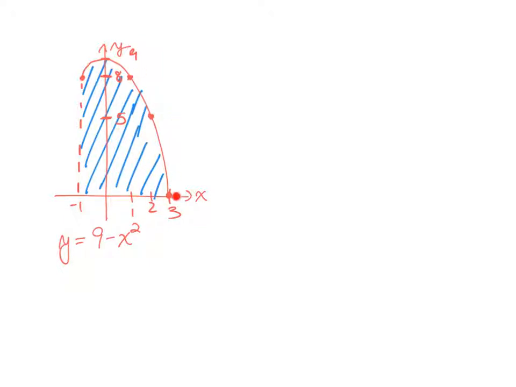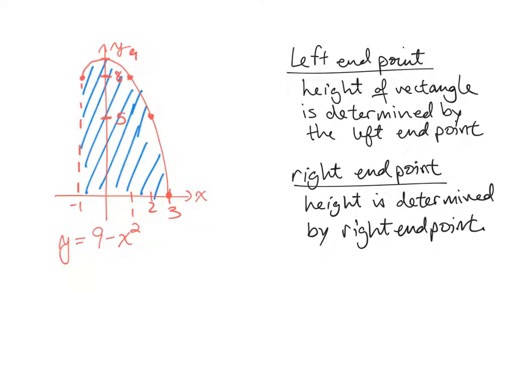And there are a couple ways that this can be done. You can either choose the left endpoint of an interval or the right endpoint of an interval. And whichever point you pick will determine the height of the rectangle. The height is determined by the right endpoint or by the left endpoint. To get a little deeper into what that means, these intervals, we could, if we wanted to, approximate this entire area by one rectangle.